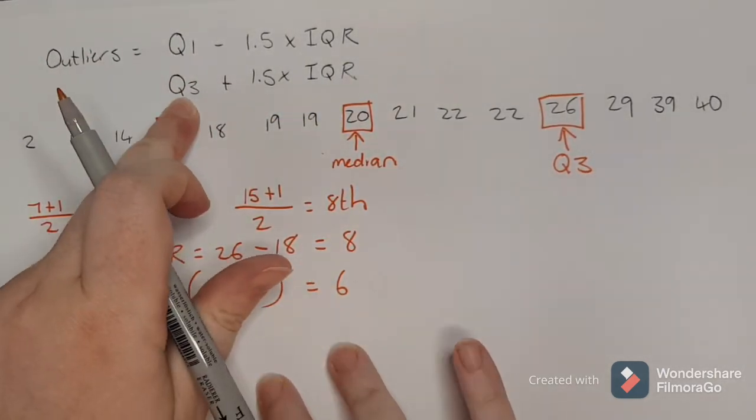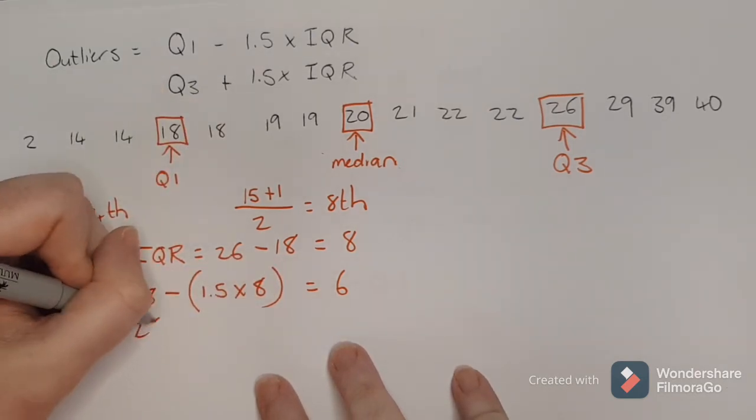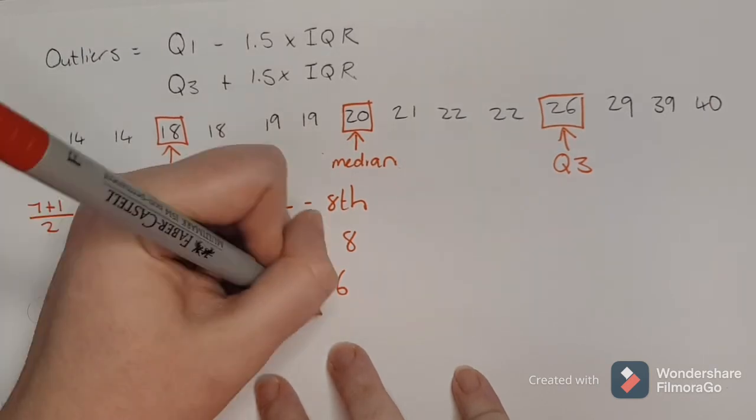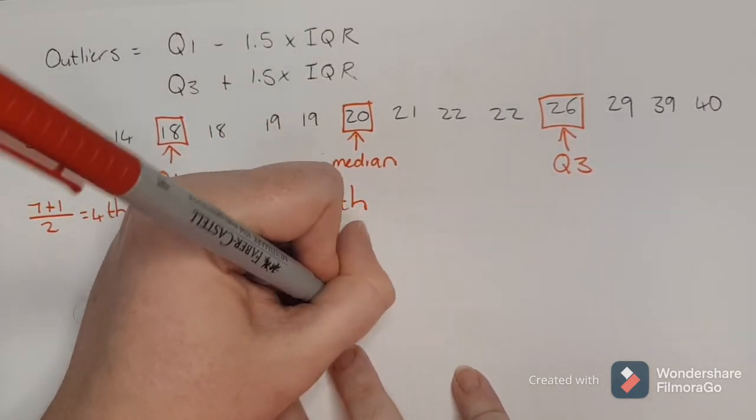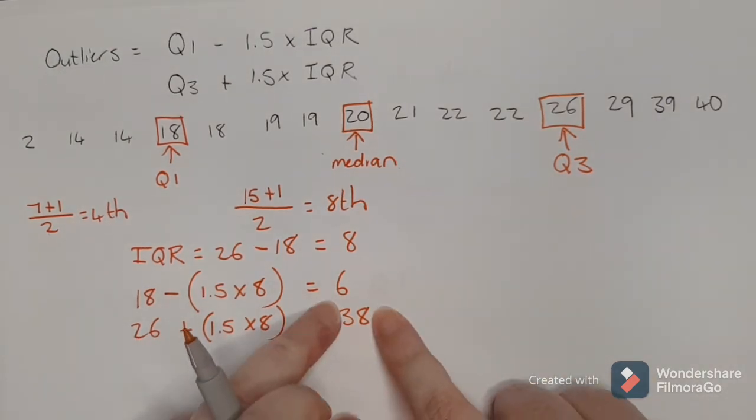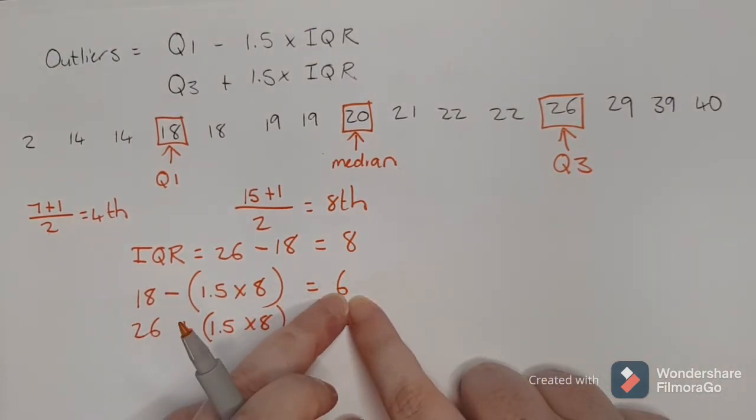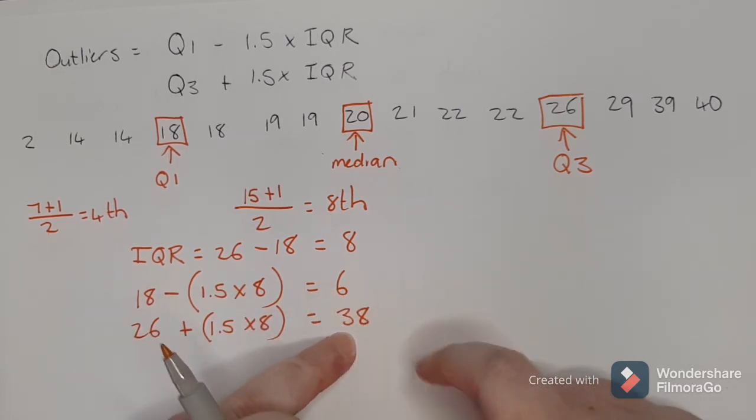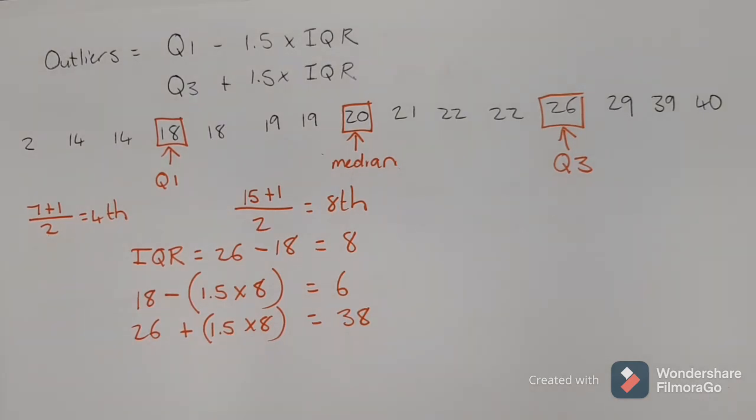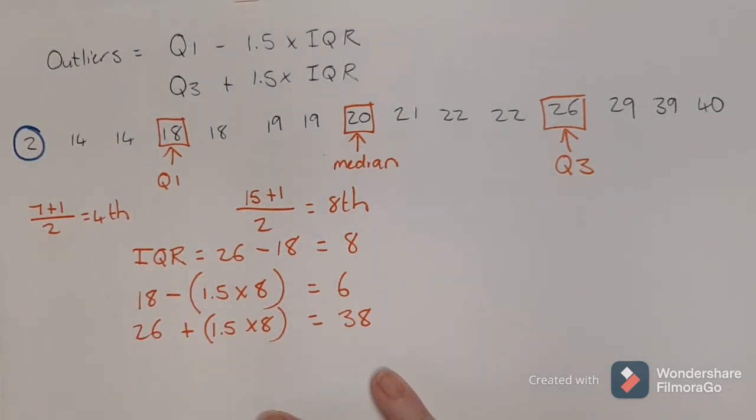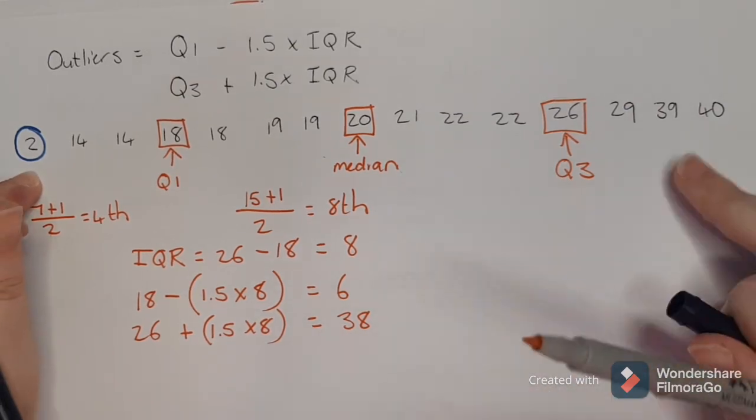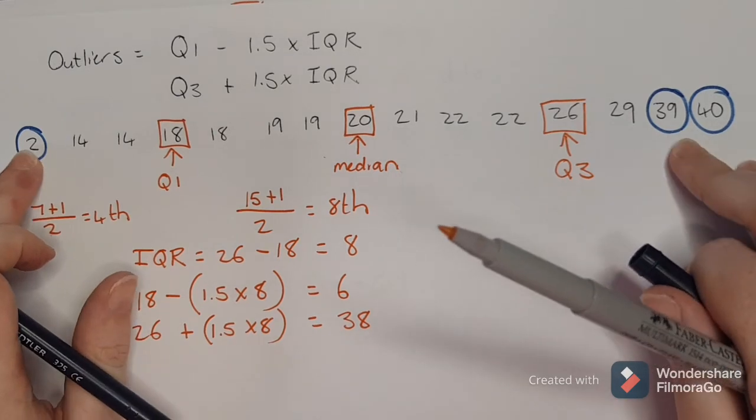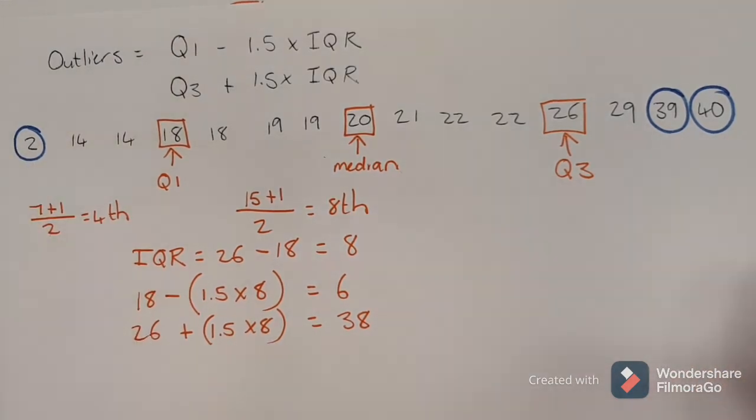And then the upper one is going to be 26 plus 1.5 times 8, which is going to give us an answer of 38. So now this means that anything below 6 is an outlier, and anything higher than 38 is an outlier. So if I look at my data, 2 is below 6, and 39 and 40 are above 38. So these are the outliers in the data set.